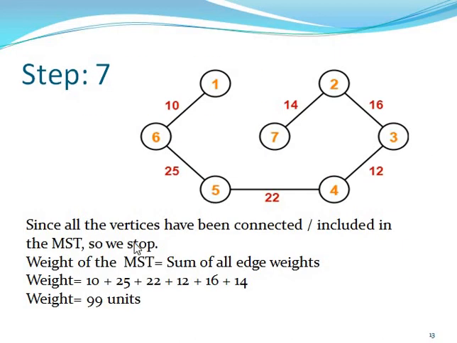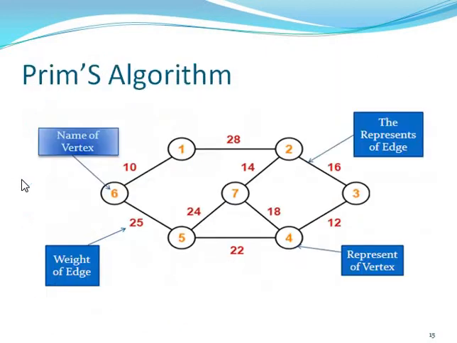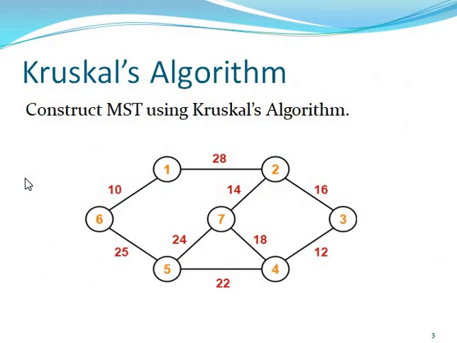And we can show that here also the weight is 99. Here also the weight is 99. So both answers are the same. But in another example, it is not always possible that the answer is the same for Kruskal and Prim's. So this is the step-by-step example of Kruskal and Prim's algorithm.